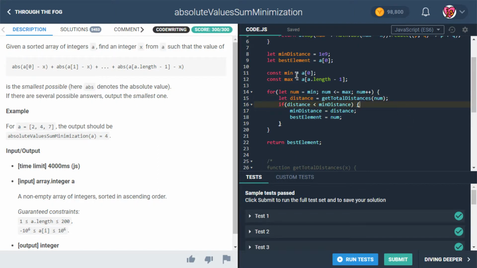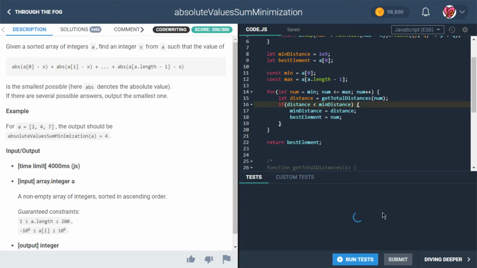Okay, so we've changed the structure of our loop. We're not just saying, is it this element? Is it this element? We're not just looking individually at 2, 4, and 7. We're starting at 2 and going all the way to 7. So we're going to say, is it 2? Is it 3? Is it 4? Is it 5? Is it 6? Is it 7? And that probably doesn't seem all that extreme.